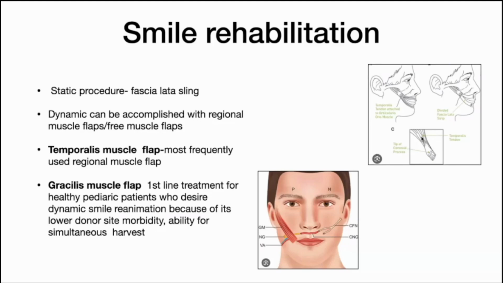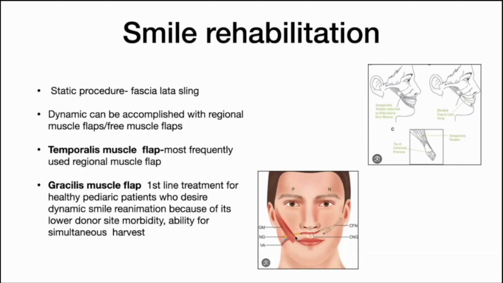This is the first line treatment for healthy pediatric patients who desire a dynamic smile reanimation because of its lower donor site morbidity and ability for simultaneous harvest. It is done in two stages. First, the cable graft, whether the sural nerve or the greater auricular nerve, is harvested, and then it is placed between the contralateral normal side nerve and the upper buccal sulcus. A parotidectomy incision is made, the nerve is identified, and the nerve is anastomosed with the opposite normal nerve, and it is kept in the upper buccal sulcus.